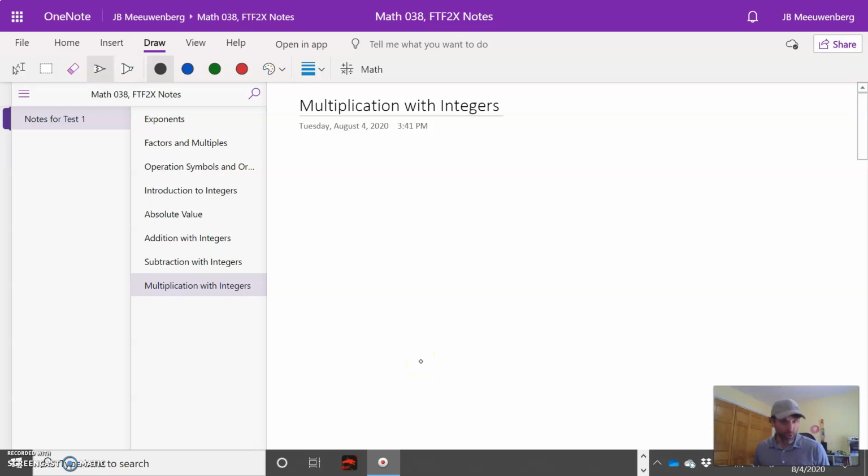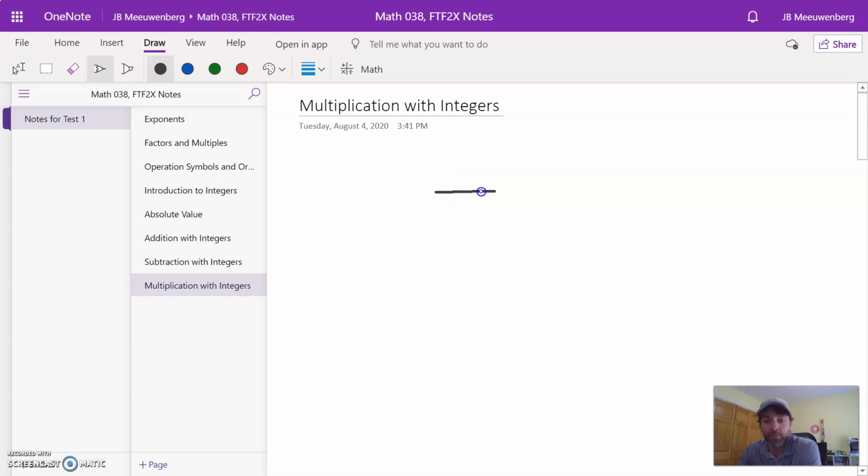So we're talking about operations with integers. We've already covered addition and we've already covered subtraction. So now let's get into multiplication. And maybe you didn't know that you can actually represent this with a number line as well.